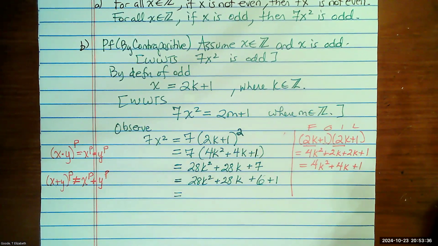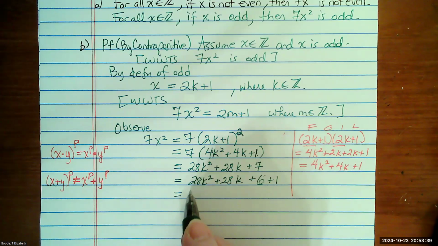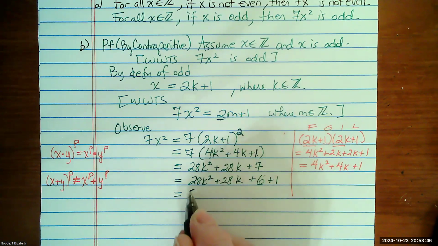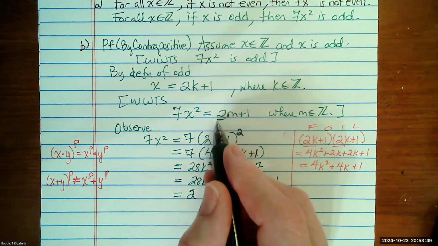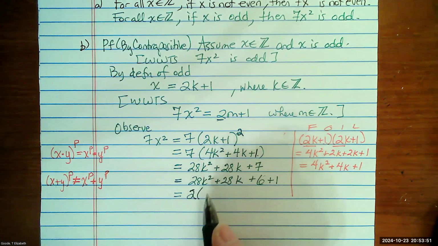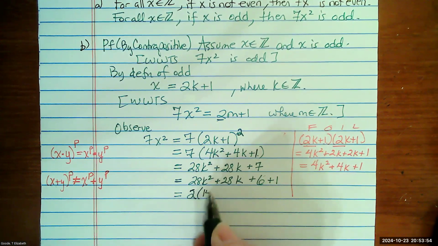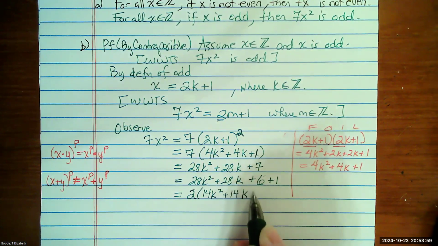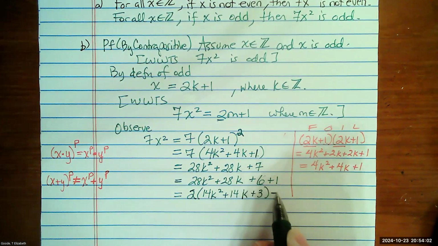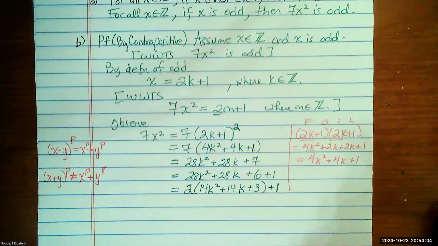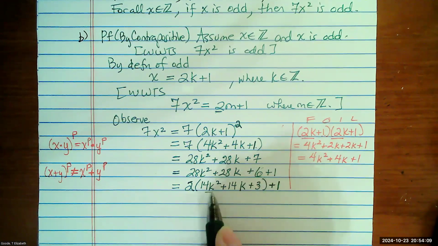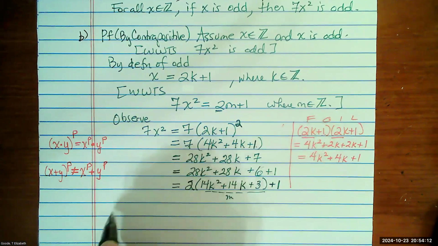So I would say factor out 28. Wait a minute. Factor out, you meant to say 2, right? Yeah, it's a 2. So we have 14j squared plus 14j plus 6, and this is all in parentheses, plus 1. Okay, and that's our M. Yeah, I got the M.